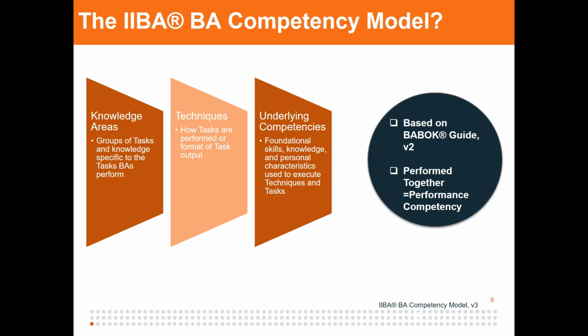Okay, so let's talk about the IIBA competency model. It really boils down to 3 components: knowledge areas, techniques, and underlying competencies. The knowledge areas talk about the tasks and the knowledge specific to things that a BA would perform. The techniques talk about how you'd actually perform those tasks and think about how you'd actually deliver on those outputs.